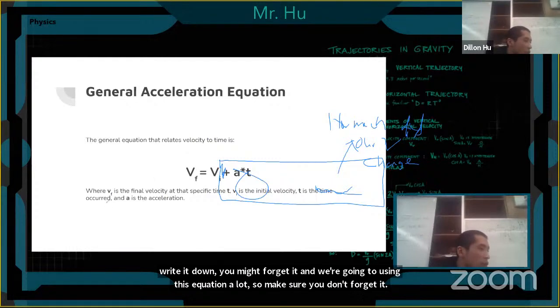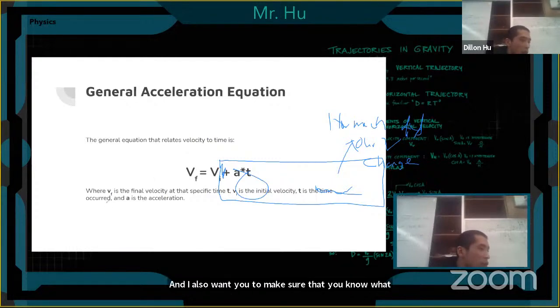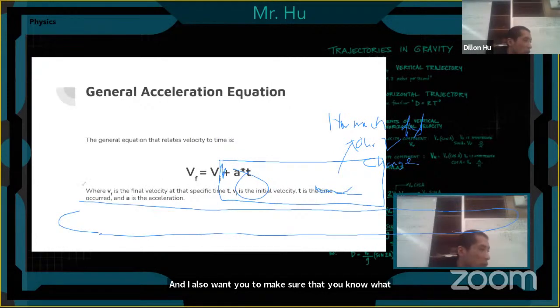And I also want you to make sure that you know what these variables all mean, because it's going to be very easy to look at this and have no idea what these variables mean. So I want you to try to write down what you think they mean, or you can just write down what I wrote down, whichever is up to you. But I want you to make sure that you have something written down for what these variables mean.